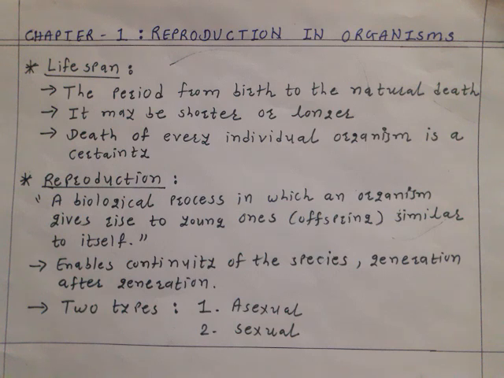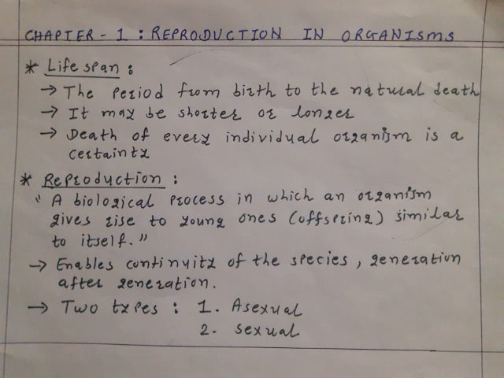How can one define reproduction? Reproduction is a biological process in which an organism gives birth to young ones or offspring similar to itself. That is the definition of reproduction. Reproduction enables continuity of the species, generation after generation.